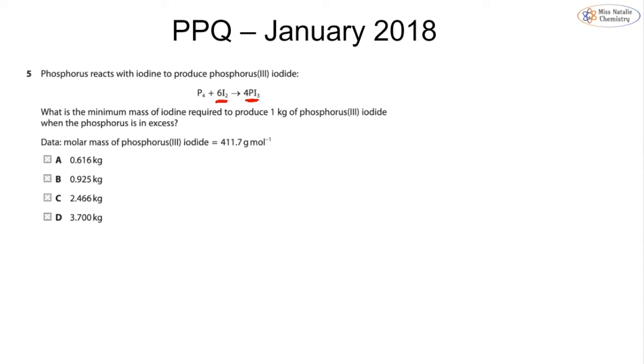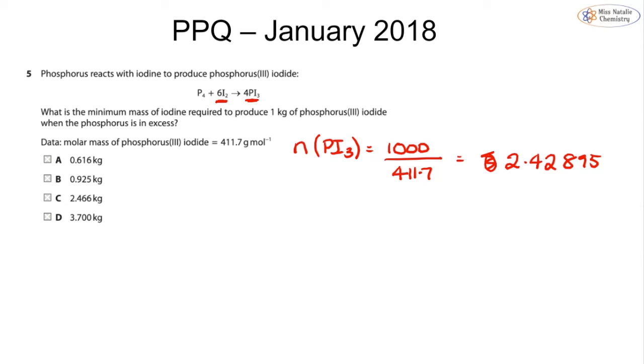So the first step I do is I calculate the number of moles of the known substance. In this case it is my phosphorus iodide, or my PI3. So my mass is 1,000 grams, because remember I have to put it into grams because my molar mass is in grams per mole, divided by 411.7, and that is going to give me an answer of 2.42895 moles. You'll get a long number on your calculator, of course. Just make sure you store that number, and that's the number that you're using here.